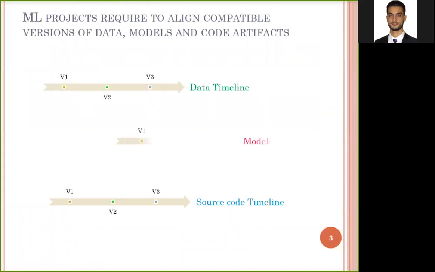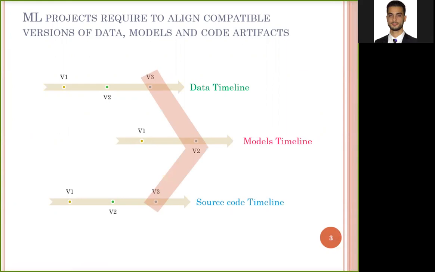Let's start with an example of a machine learning project. We consider that a machine learning project can have three artifacts: code, data, and models. We can see that these artifacts evolve separately and they might have different versions. Also, a snapshot of the project may contain different versions of these artifacts that are compatible to work together.